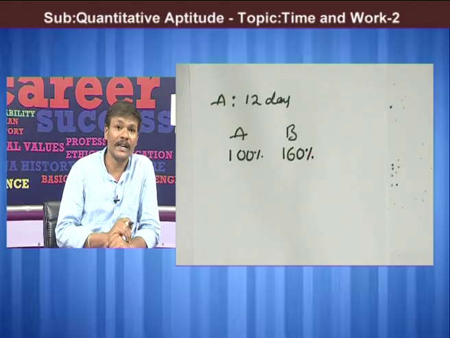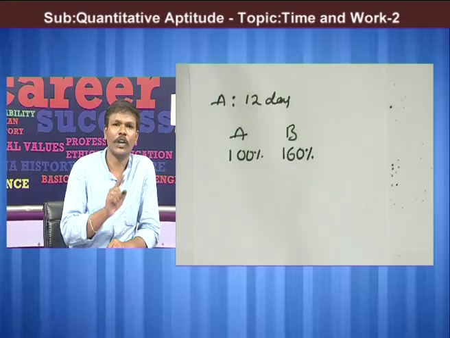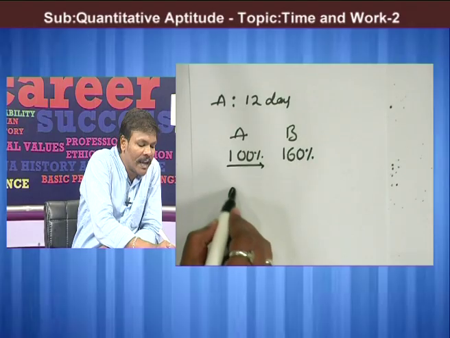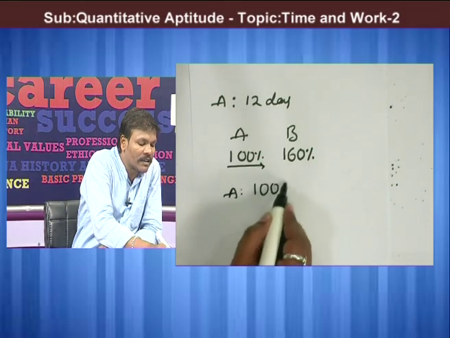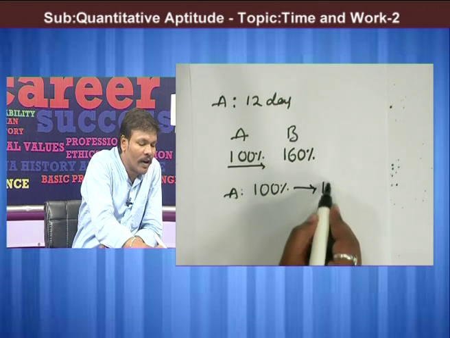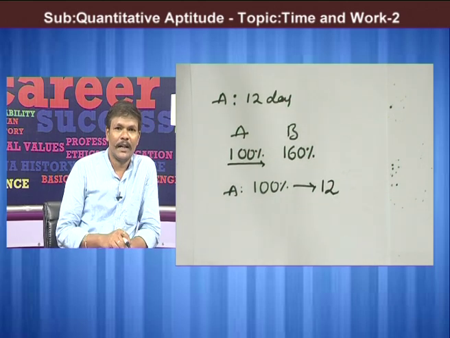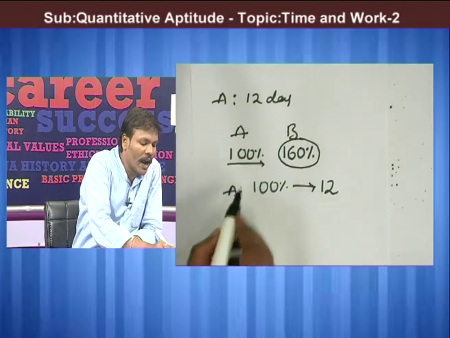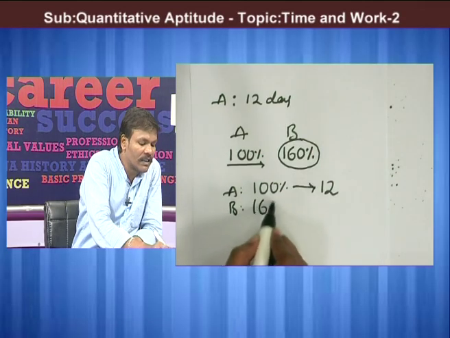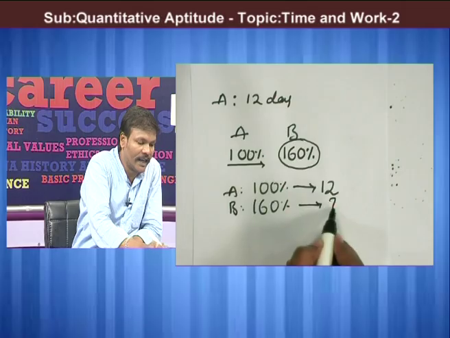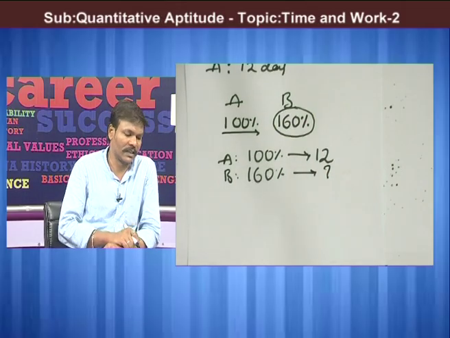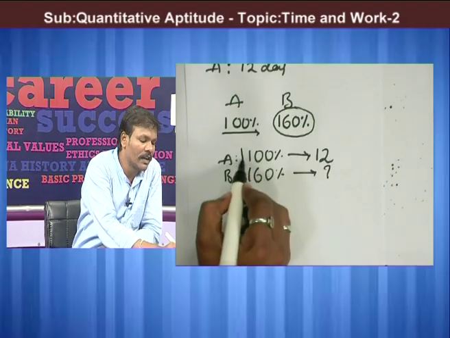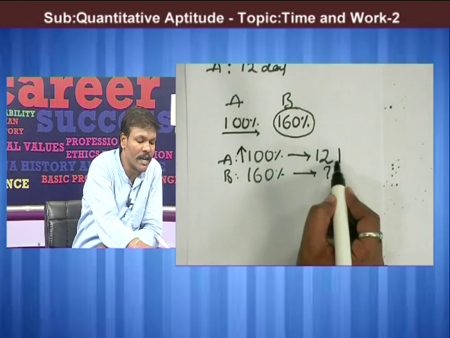Whose working days do we have? A's working days. A can do a certain job in 12 days. That means A, with capacity 100%, completes the work in 12 days. For that, B completes it in how many days? B has 160% capability, so for how many days? When applying capacity and working days, you have to remember that when capacity increases, days decrease.